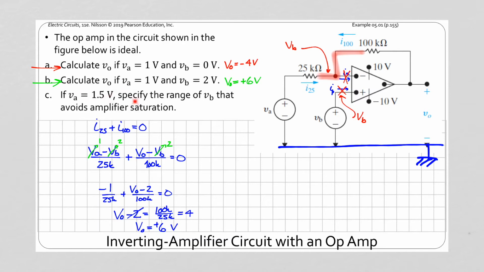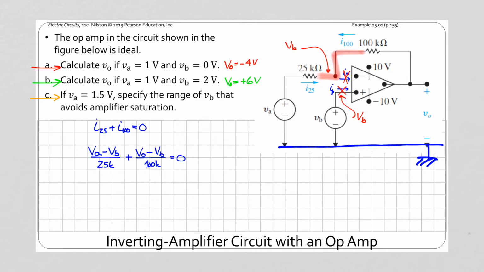The last part, we're being asked to specify the range of VB that avoids amplifier saturation. So what that means is we want a range of values of VB. Amplifier saturation occurs when the output voltage tries to go past the supply voltages. So the limitation here is that VO has to be between negative 10 and 10. And so in this case, we want to find the range of VB, so that means we want to leave VB as a variable to solve. So again, we'll go back to the same equation. It hasn't changed because the circuit hasn't changed, but we're going to leave VB as a variable.